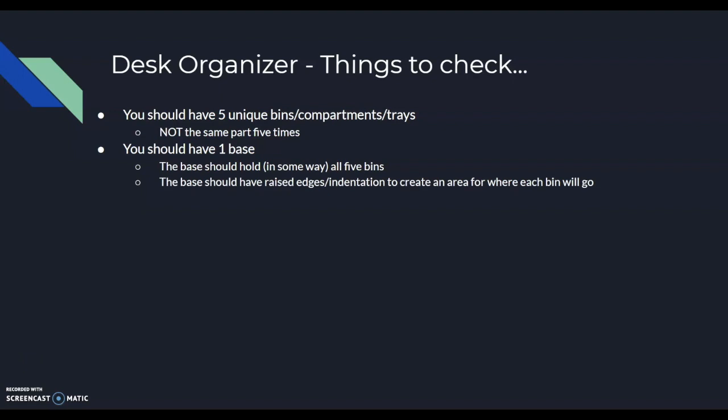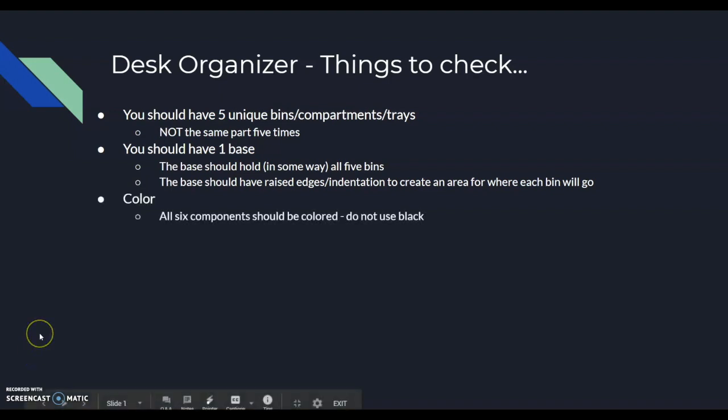The base should also have some kind of raised edge or indentation or area that is going to house where that bin will go. I should be able to look at your bin and at your base and know where your 5 parts are going to go. So if you're making a tray, there should be a slot for the tray to go in. If you have a circular container that's going to hold pens and pencils, I should see a raised circular area on your base.